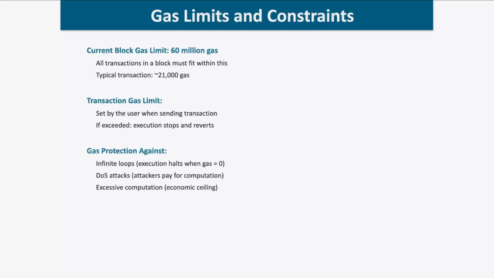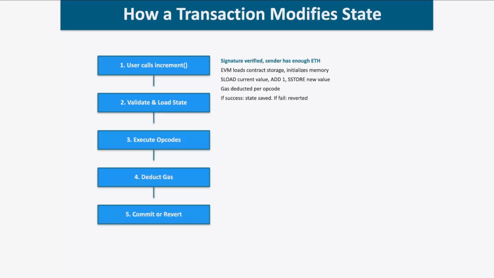If your transaction hits the gas limit, execution stops immediately. All state reverts and changes are undone. Gas limits protect the network against infinite loops, DOS attacks, and excessive computation. Now let's trace exactly what happens when a transaction comes in and modifies state. I'm going to use a real example, calling the increment function on a counter contract.